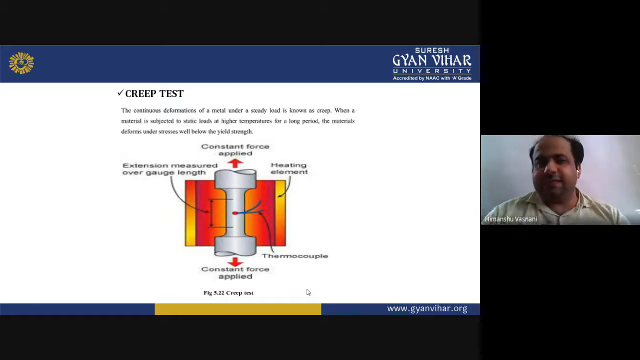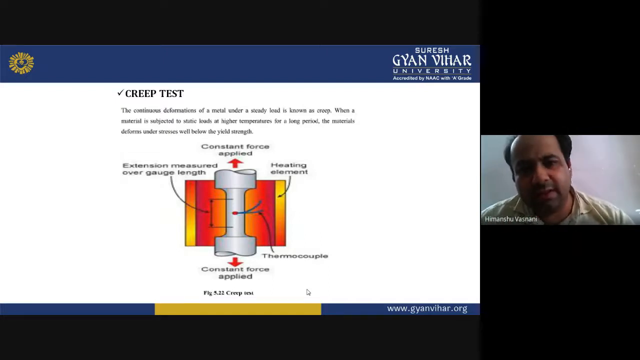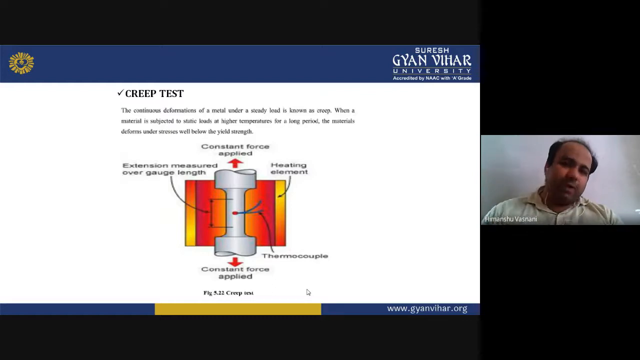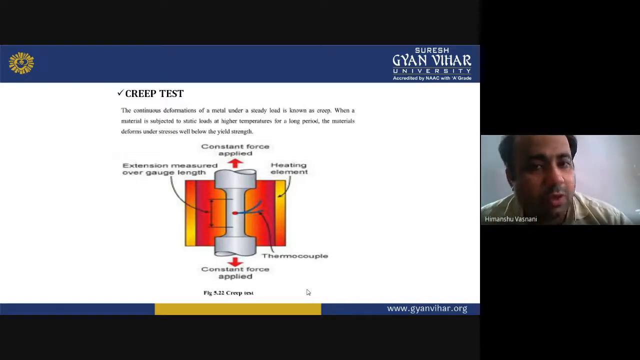When a material is subjected to a static load at higher temperatures for a long period, the material deforms under stress well below the yield point. I repeat, try to understand it. The continuous deformation of a metal under a steady load is known as creep, and when a material is subjected to static loads at higher temperatures for a long period, the material deforms under stresses well below the yield point.